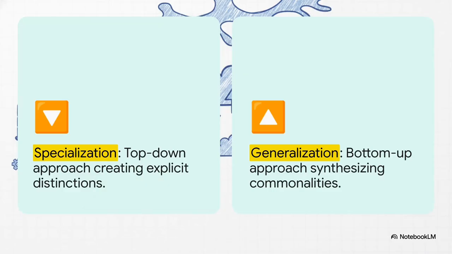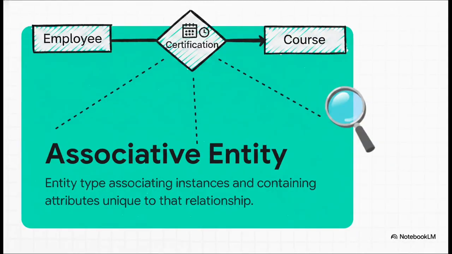We also have to figure out how to model subgroups properly. We can use specialization, which is a top-down approach, taking a really broad entity like person and explicitly breaking it down into student or instructor. Or we go the other way with generalization, a bottom-up approach that synthesizes commonalities. Whichever you choose, both methods result in vital attribute inheritance, meaning the subclass just automatically inherits the properties of the superclass.